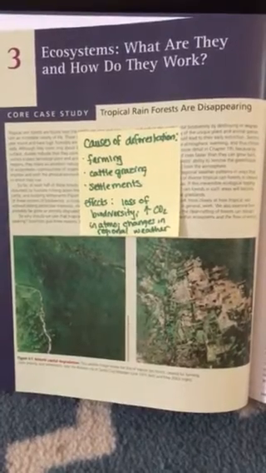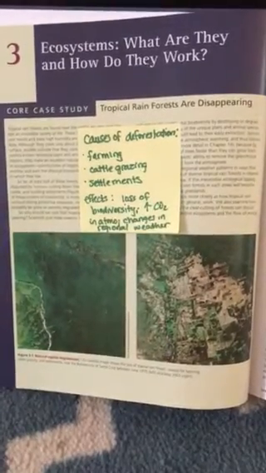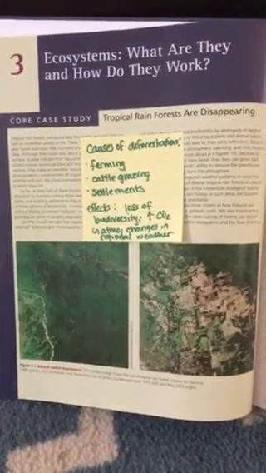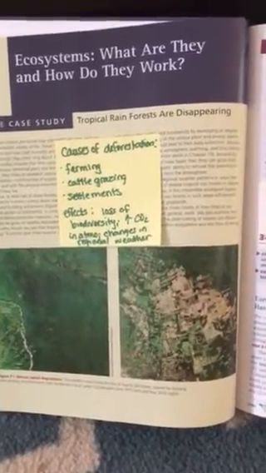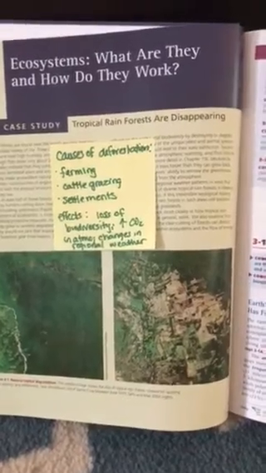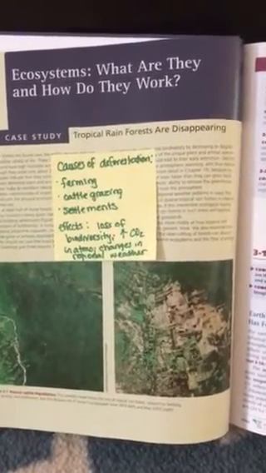All right, we're looking at the first half of chapter 3 right now. So the case study is about tropical rainforest deforestation. The major causes of deforestation: farming, cattle grazing, and settlements. It's not to make paper or building materials necessarily.